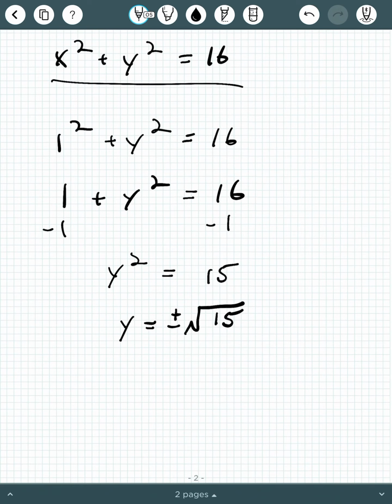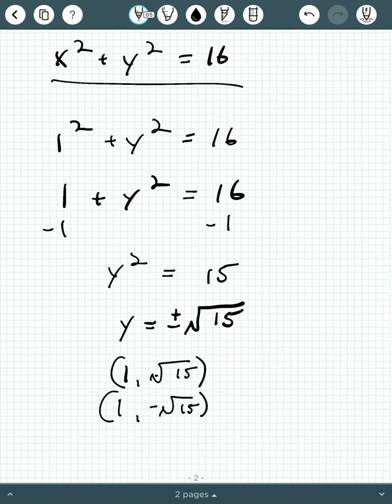If I want to write this as a coordinate pair, I could say, okay, 1, and then the positive square root of 15, and also 1 and the negative square root of 15. I could do that for any set of x and y values I wanted just by plugging in one of them to solve and see what the other one is, and I could generate lots of coordinates for all the points on that circle. So this is kind of the simplest equation we could have for a circle.